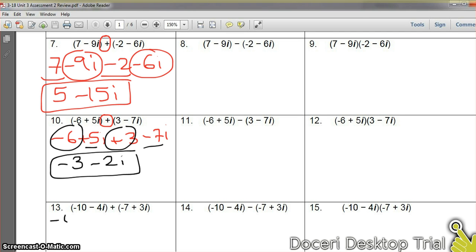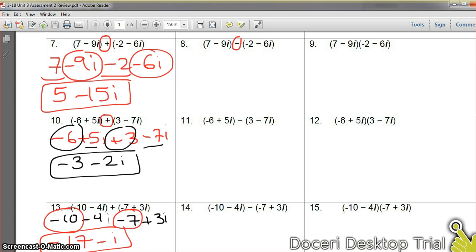Now again here, negative 10 minus 4i minus 7 plus 3i. Again, since there's an addition sign, I just add them. Negative 10 and negative 7 is going to be negative 17. Negative 4i plus 3i is going to be minus i, so that's going to be your final answer. Negative 17 minus i. Now let's move on to number 8.